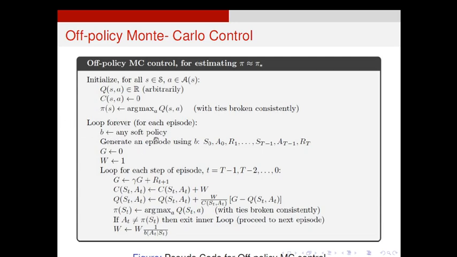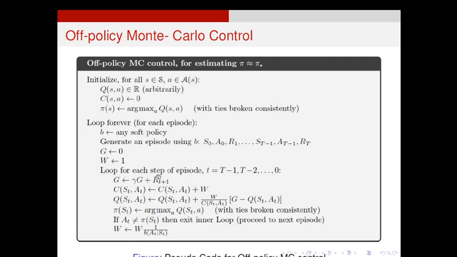Then b is any soft policy. You just start with any policy. That means you should give positive probability to each state and action. That means every action and state has the possibility of being chosen under the given policy. That is very important. Then generate an episode using b, that is the behavioral policy, S0 to ST-1. Then G is equal to 0. Initial weight W is equal to 1. There is no weightage initially, so full weight.